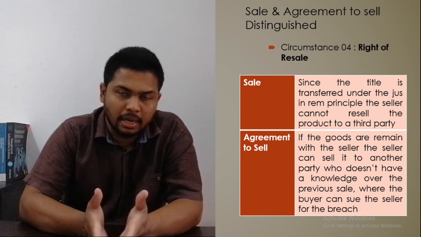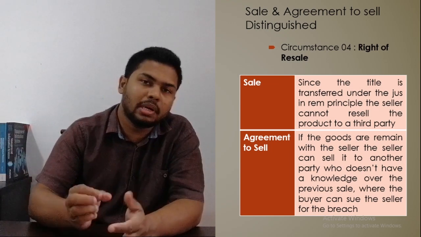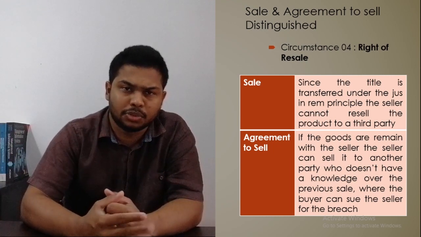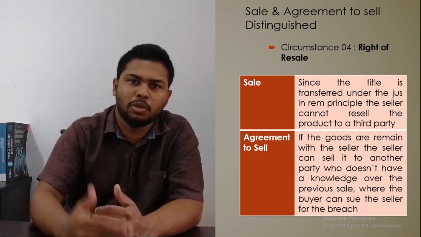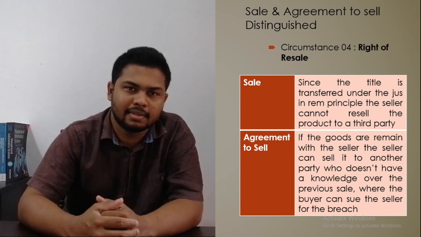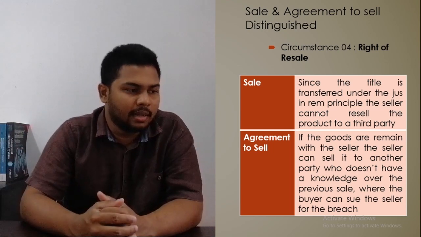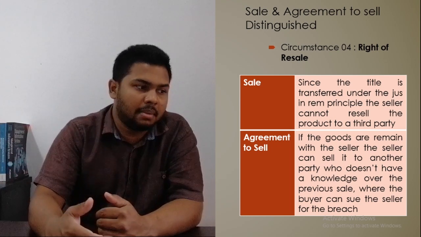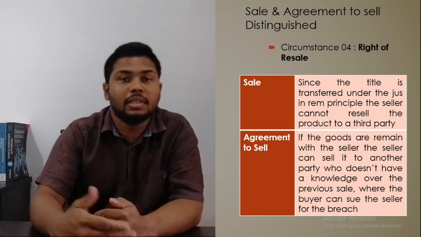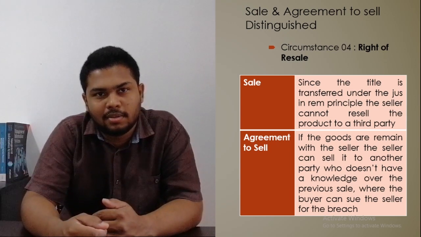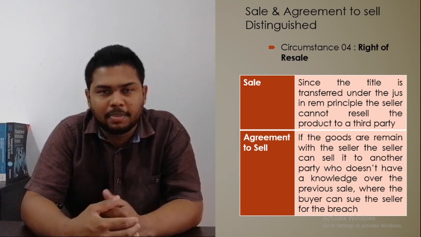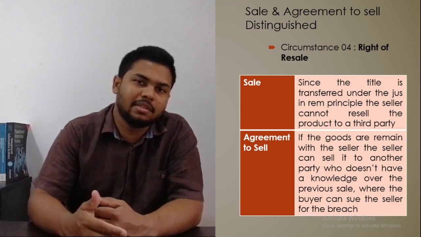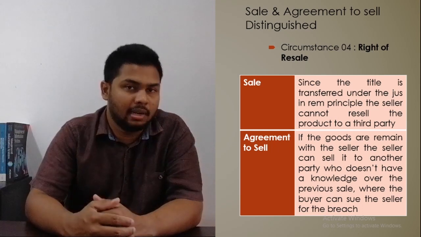Now, suppose you are a seller, can you resell a particular product which has already been sold to a buyer? No, you don't have the right, because once you have sold it, it's sold, which means you have transferred the ownership from you to the buyer. Now, when it comes to a sale, since the title is transferred under the principle of jus in rem, the seller cannot resell the product to a third party, even if that third party buys without sufficient knowledge about the previous sale.